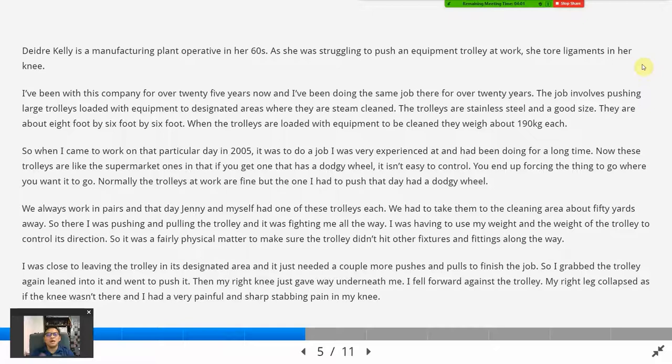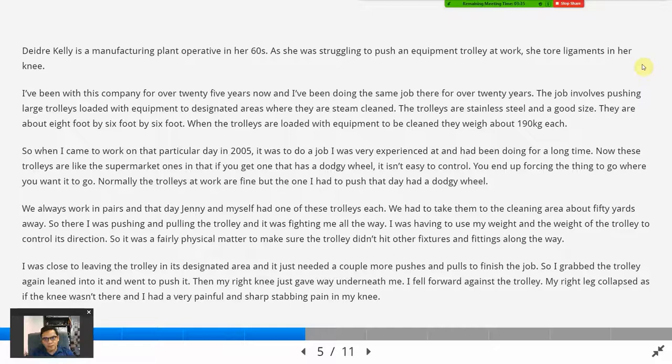So Mrs. Kelly needs to push trolleys. Trolleys are loaded with equipment. They usually weigh around 190 kilograms each trolley. And then one day she has to do this because she was very experienced in the job, something that she always did for over 20 years. But during that day, one of the trolleys had a broken wheel. We call it a dodgy wheel.